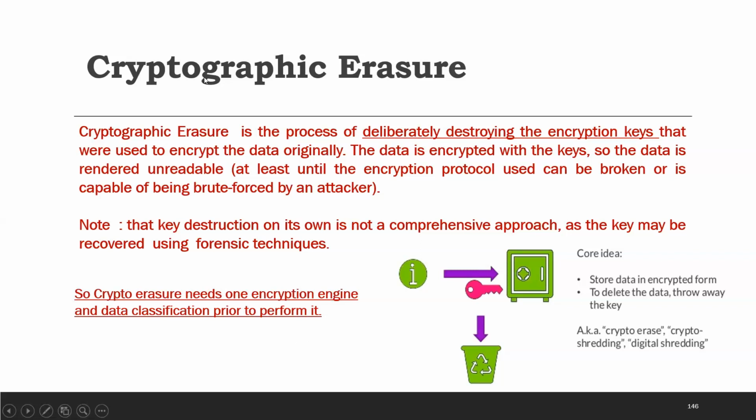So crypto erasure is the destroying of the key, first concept. Second is you need a strong encryption engine. Third concept, it needs data classification. Fourth concept, even though the key is with the CSP, it is not secure because it can be recovered using forensic techniques. We will read the forensic techniques in domain 6. And the best way is the key always with the customer. That's the best way to secure your data.